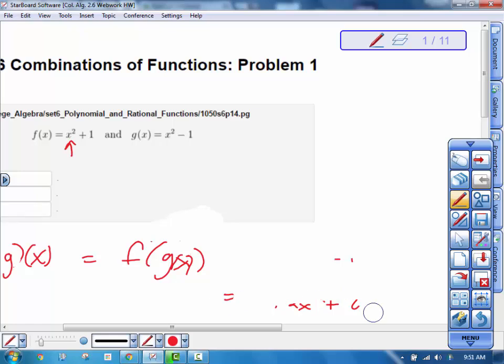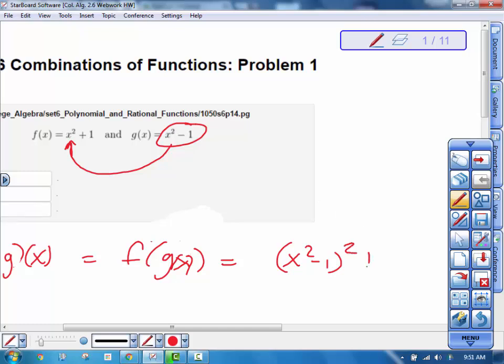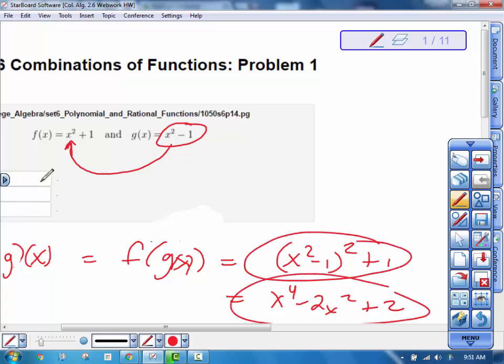Okay, so for that one, I'm going to take function g right here, and I'm going to stick it right in for that x. So that would be, put x squared minus 1 in parentheses, and then plug it right here. So that'd be (x squared minus 1) squared plus 1. And that simplifies to x to the fourth minus 2x squared plus 2. So either one of these answers should work in the second blank.